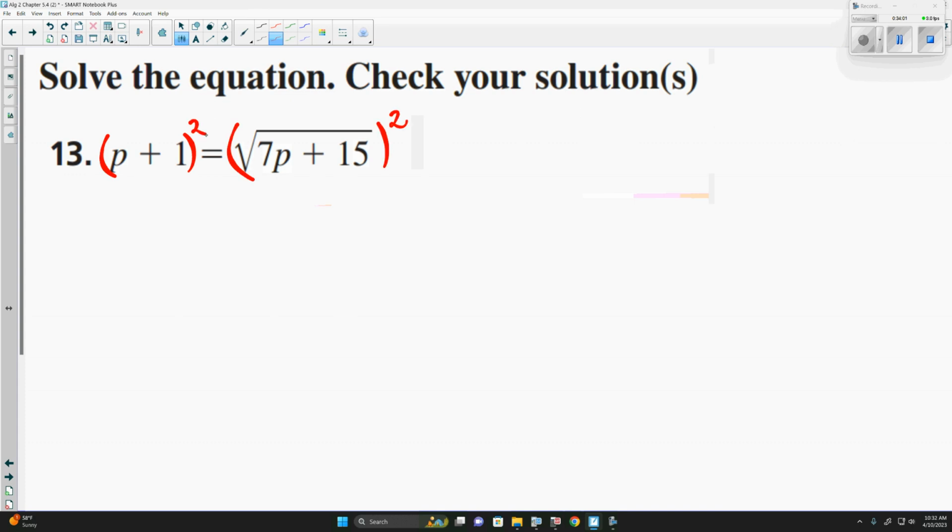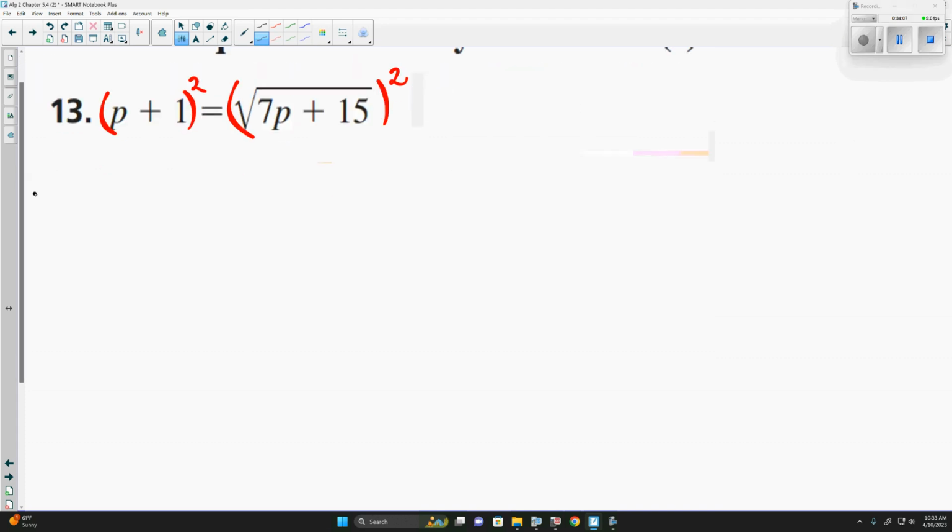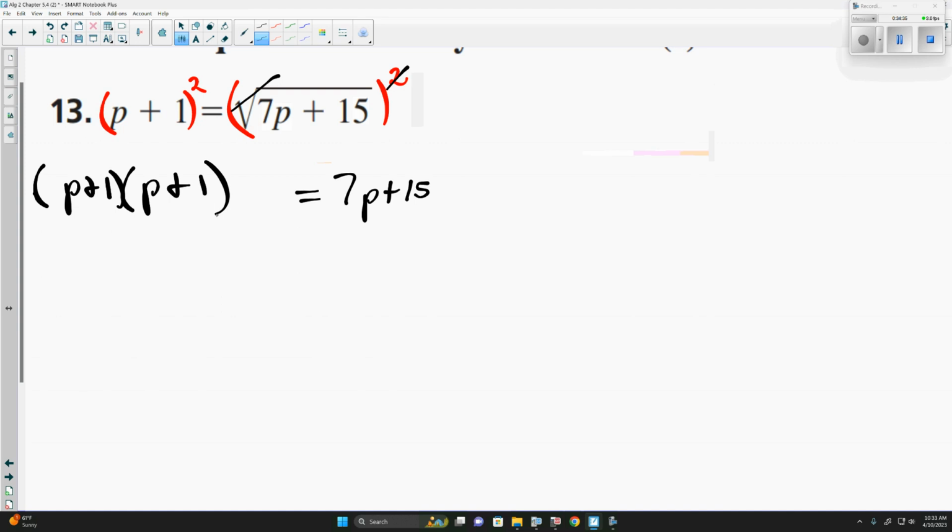In this case, it would be to the second power. Now on the right-hand side, the radical and square will cancel because the only thing on that side is the square root of 7p plus 15, which leaves us with 7p plus 15. The left-hand side is now p plus 1 squared, which is really telling us that we have the quantity p plus 1 times p plus 1. We can't say that it's p squared plus 1 squared. It's that term times itself.